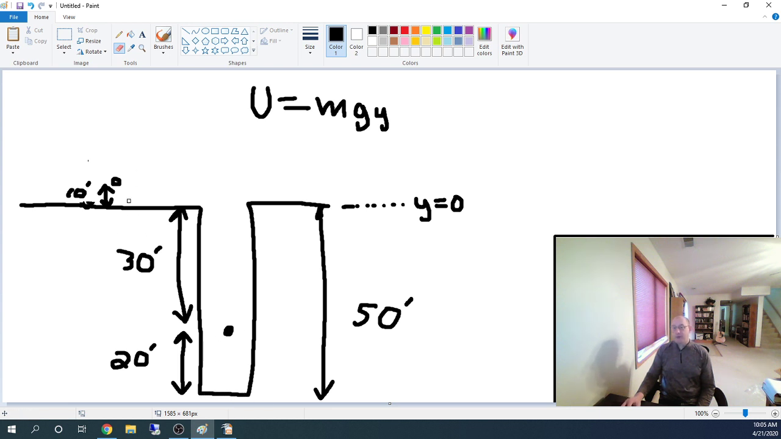You can't say, well, y equals 0 is here for this ball, and y equals 0 is here for this ball, so it's different. You can't switch it in the middle like that. If you're going to compare gravitational potential energy, you've got to pick what y equals 0 is and then use that for both of them.